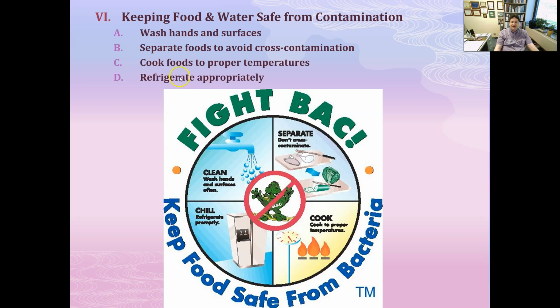So as this message says here, fight back, and notice it's BAC for bacteria, not BACK, fight back, you get it? I thought it was clever. All right, so it's telling you what to do here to fight back bacteria.